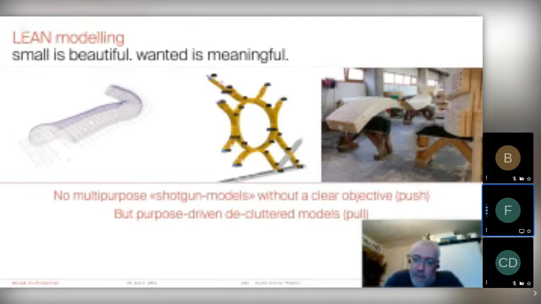This is also pretty normal in digital prefabrication building, but it's not really normal yet in the modeling side of things. We still push down multi-purpose shotgun models without a clear objective through the planning process, instead of building purpose-driven and decluttered models that are pulled from the fabrication side. Comes back to the question that we had before: where do we actually want to end up with all the digital data that we are preparing now?